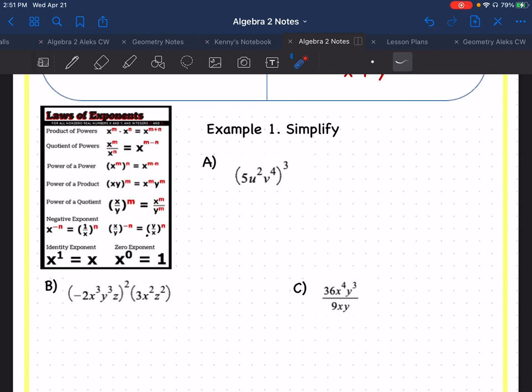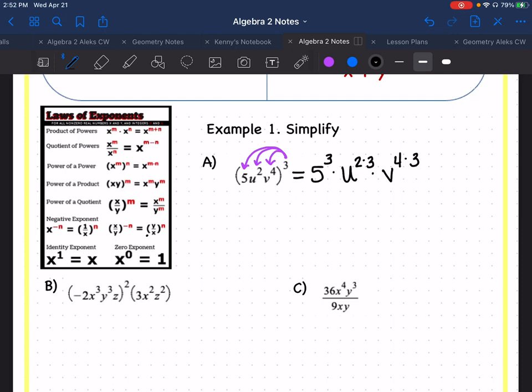All right, let's go ahead and take a look at some of the problems that you will see in your assignment today. So notice with example A, I see the power of a product. So I'm going to take that exponent and I'm going to distribute it to each one of the parts of the term inside. So I'm going to say 5 to the third power, u to the 2, and remember when I have a power to a power, I'm multiplying the power times the 3 that I'm bringing inside, times v, it already is 4 times the 3 from the distributing.